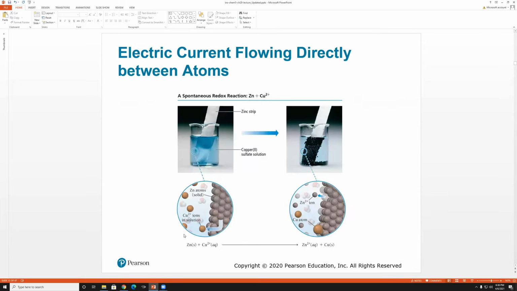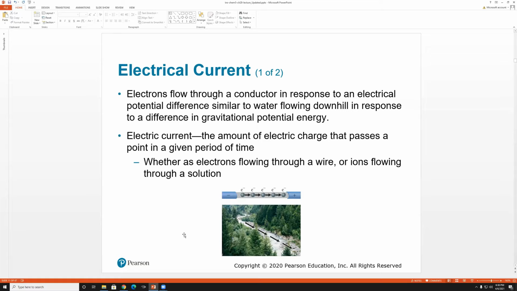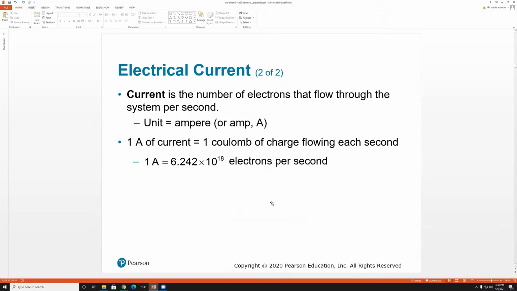Electrical current, we measure it in amps. It's the amount of electrons per second that go through a conductor. So current is in amps, a number of electrons per second through a system. And 1 amp is 6.242 times 10 to the 18th electrons per second. And 1 amp is a coulomb of charge per second. So those are some key definitions that are good to know for some of the homework problems.